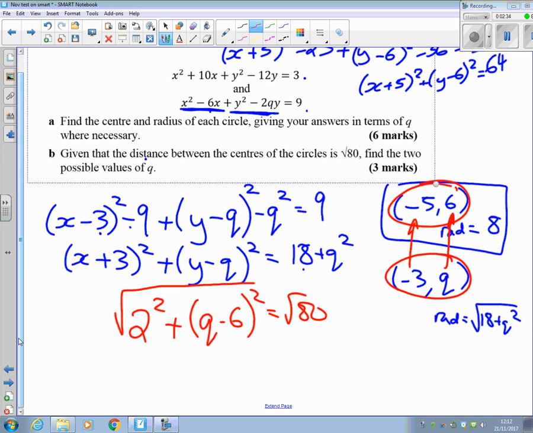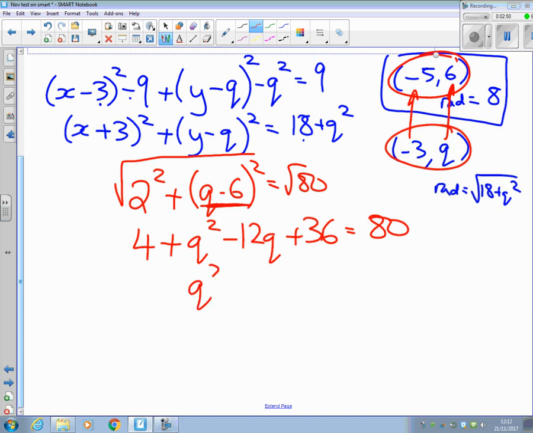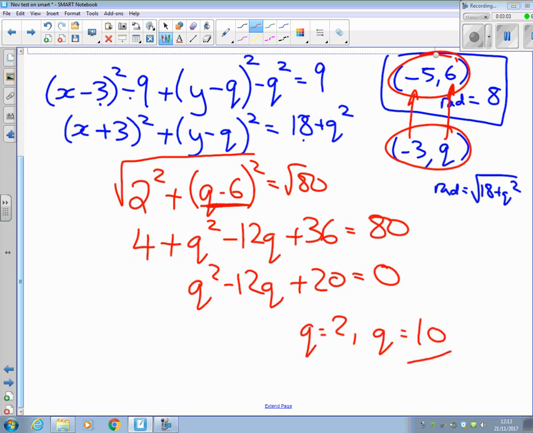Let's get a little bit more room here, but we've now just got some algebra to play with. Let's get rid of the square roots from both sides, and multiply out that bracket. Multiplying out that bracket gives me q squared minus 12q plus 36, and that equals 80. Making it into a quadratic, it's all on one side equals 0. Now I'll just tap that into the calculator to get the two answers: q is 2 or q is 10. Those of you not using the calculator would just factorize it to get q minus 10 and q minus 2, and that's where your two answers come from.